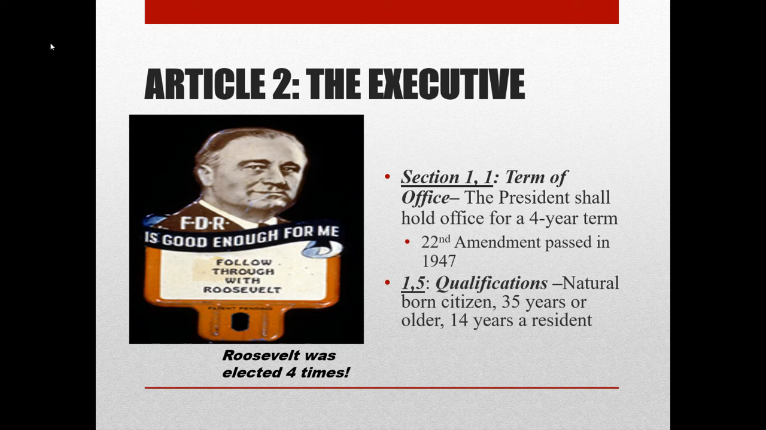The other thing, very quickly, is qualifications. Unlike the other offices within Congress and also the judicial branch, you have to be a natural or native born American citizen, born in the United States. There's been discussions about changing or amending this, but they've gone really nowhere. Many Americans feel that is important. You have to be 35 years old or older and be a resident in the United States for 14 years.